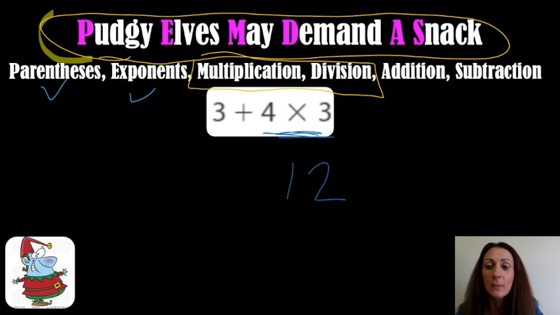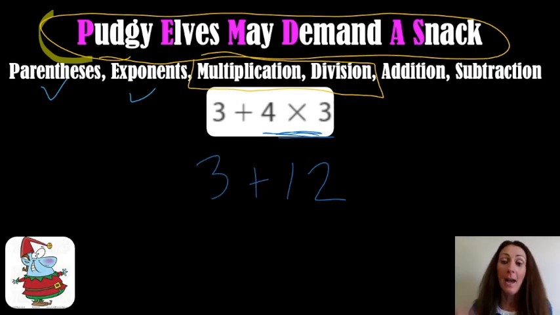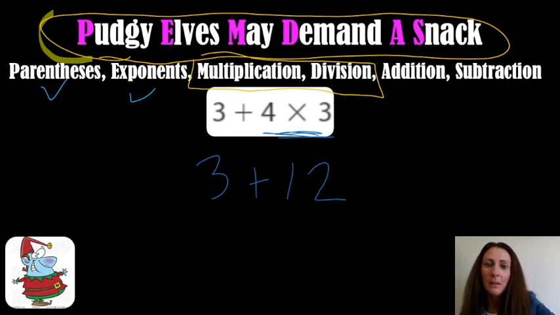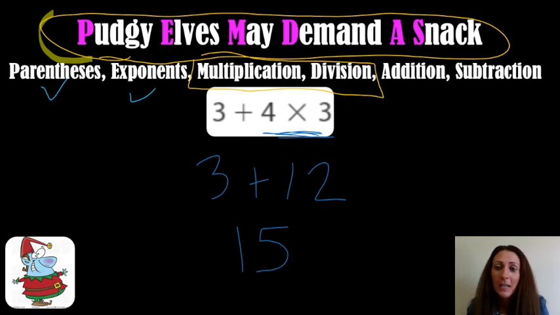So you know how I like to be highly organized, so what are we going to do next? Exactly, we're going to rewrite the problem. So now we have 3 plus 12. Now that just means that we're left with the addition problem, so we have to do 3 plus 12, which is what? Right, 15. And that is your answer.